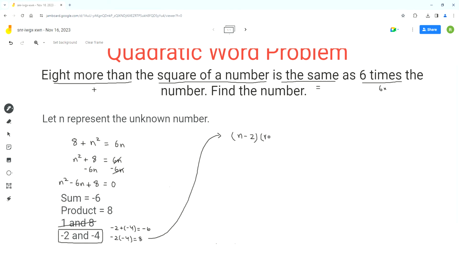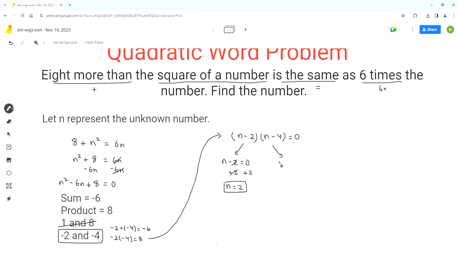n minus 4 equals 0. Now these are the two factors we have to solve. For the first one, we set the first factor equal to 0 and then solve for n. We add 2 to both sides to isolate n on the left side. The 2's on the left side cancel each other out and we're left with n equals 2. So this is one possible value for the missing number.